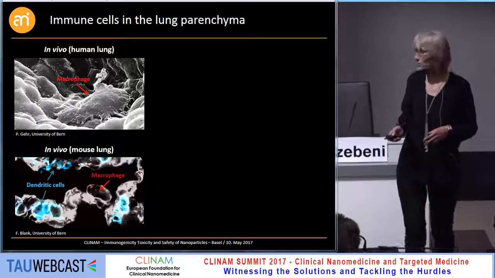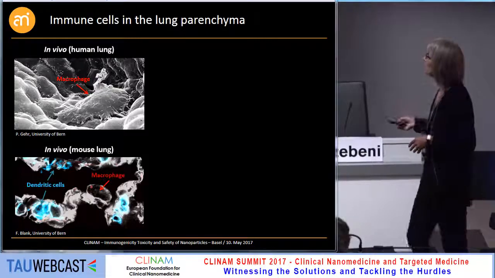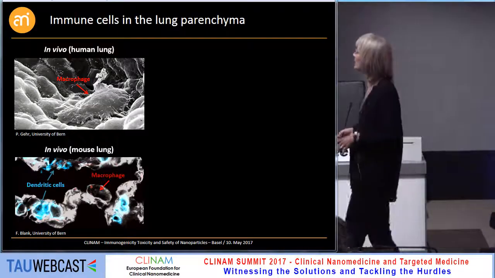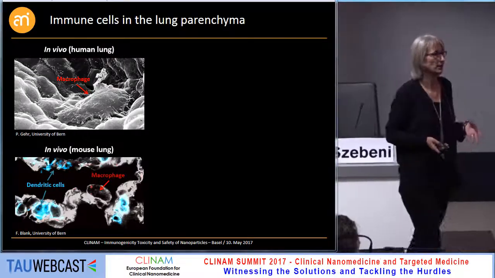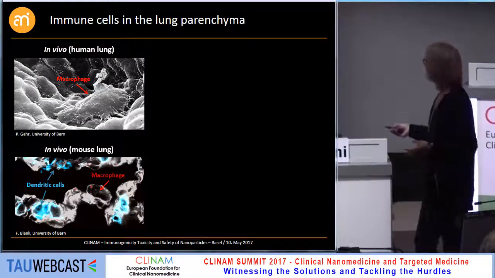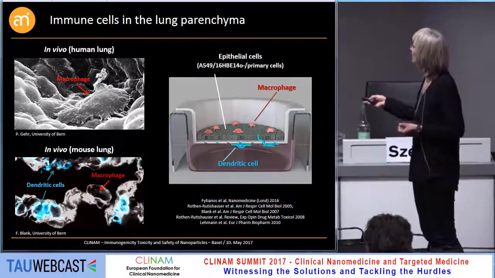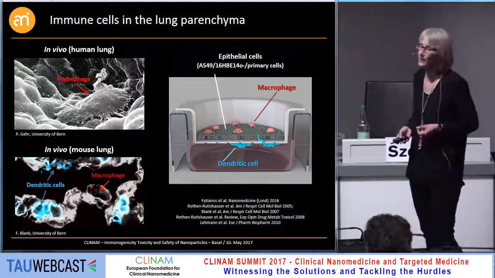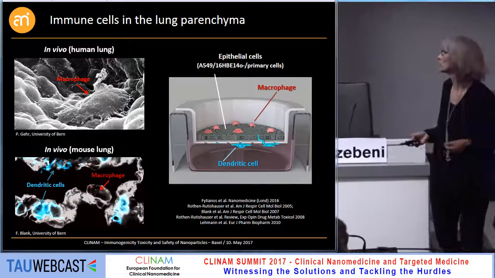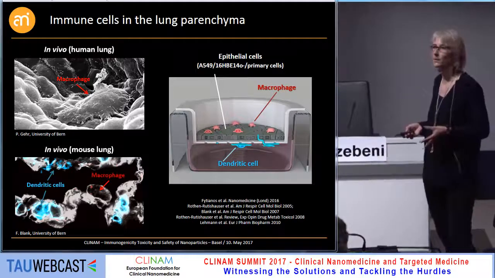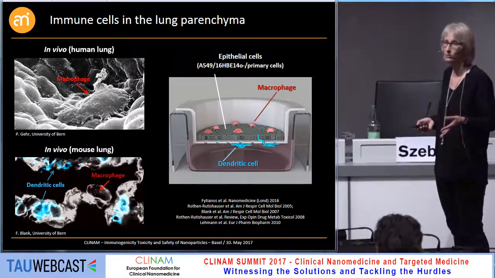So here you see some images. This is a scanning electron micrograph of a human lung with a macrophage which is present at the apical site. The main function of these macrophages is to engulf inhaled particulate matter. On the lower image you see an immunofluorescent staining of dendritic cells shown in blue and macrophages shown in red, which are very numerous in the lung parenchyma of mice. It looks very similar in the rat lung.